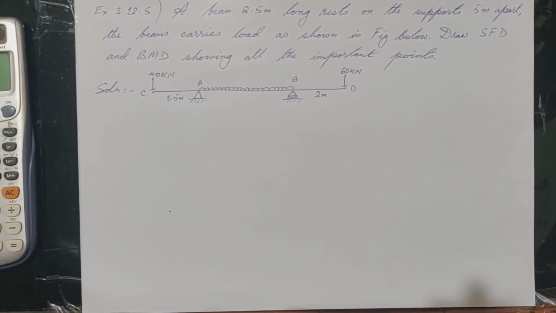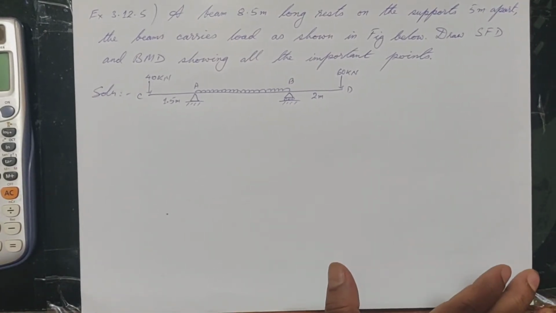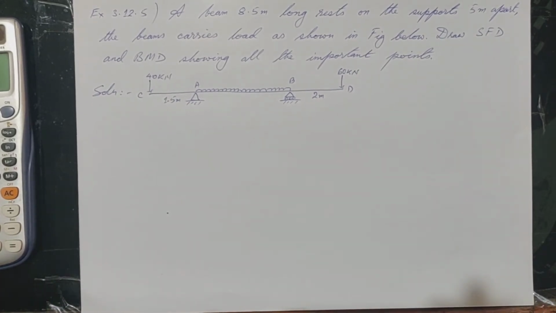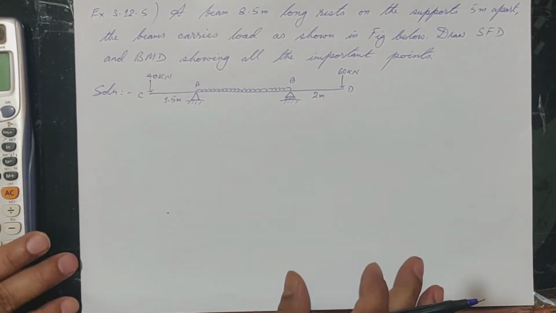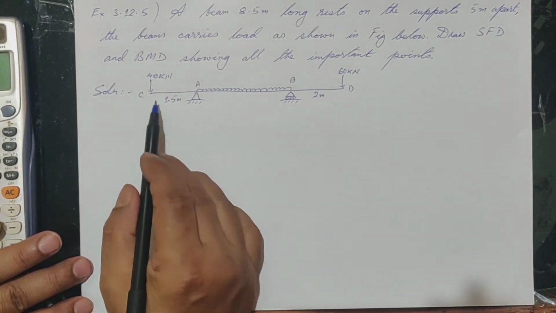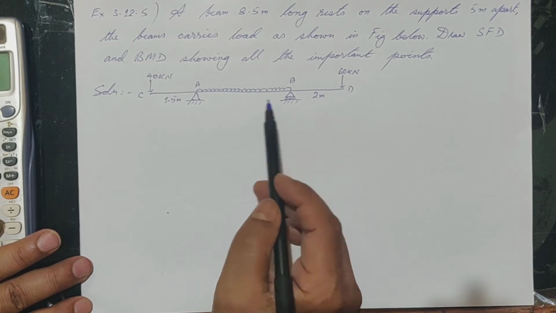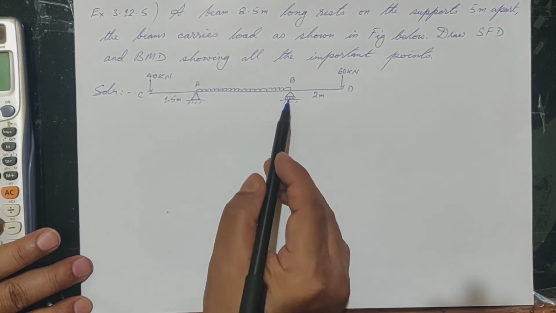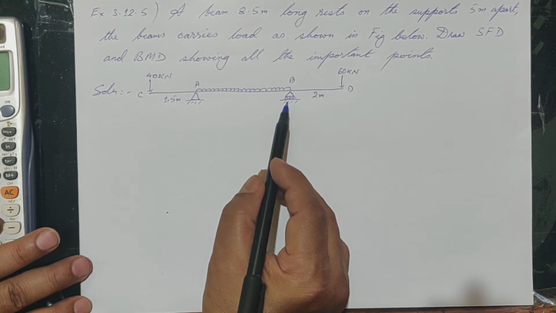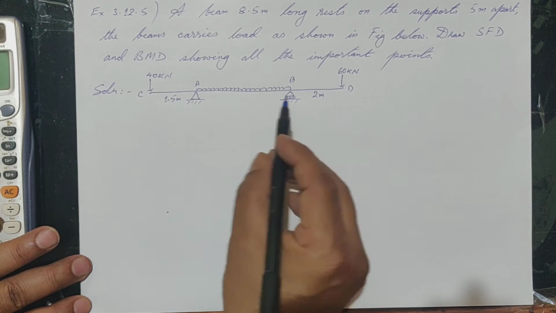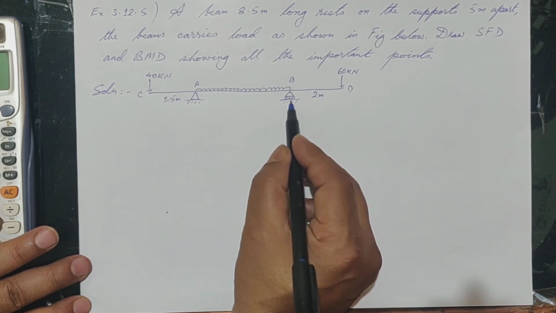Hi, today we are going to take up some more problems on overhanging beams. We have a problem where we have both point loads as well as UDL, and we have a support which is a point support, and here we have a support on rollers.